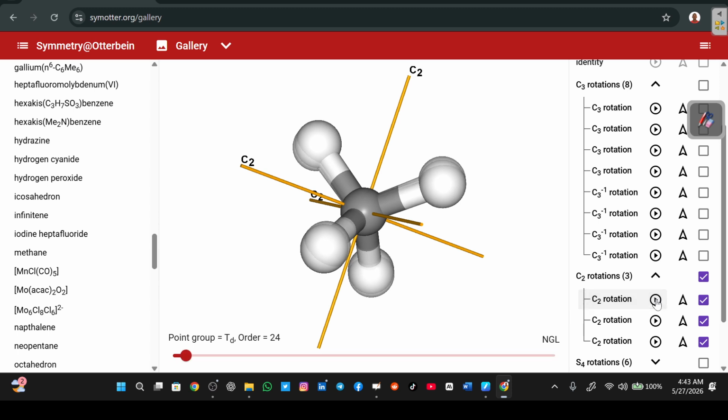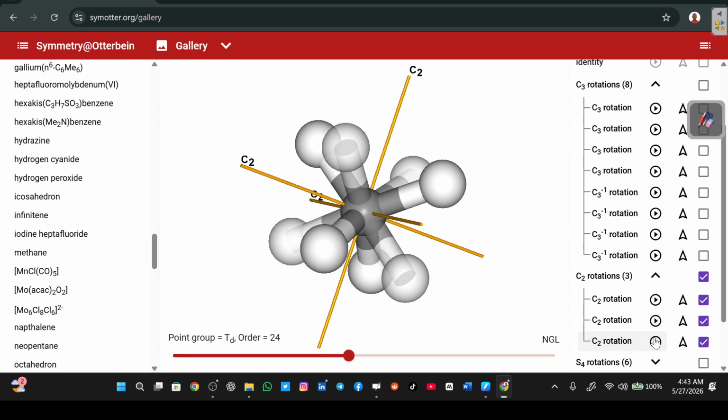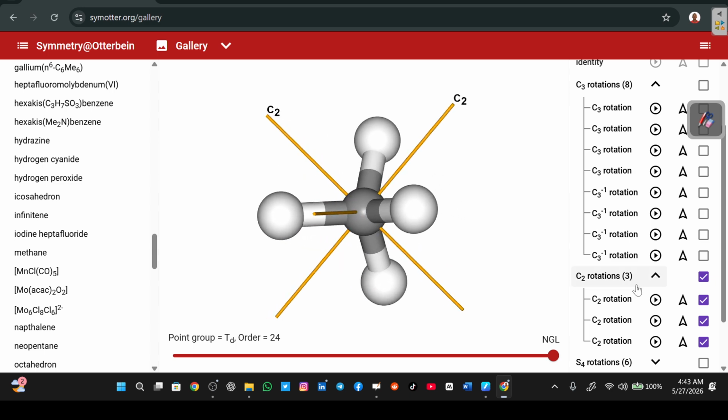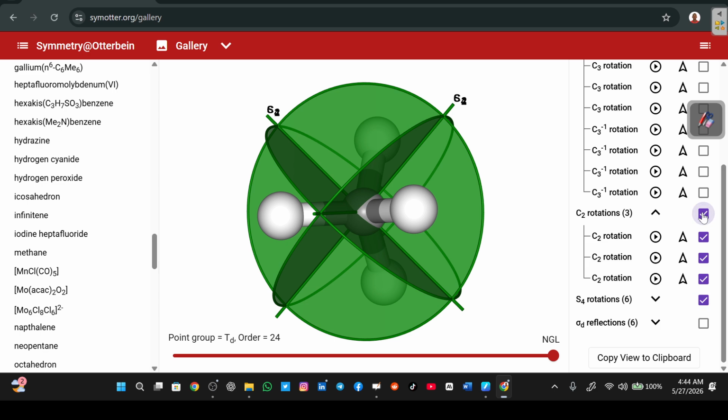So if you stood, that's how the C2 is. Okay, the other C2 is that. The last C2 is that. Okay, so it has an S4. So we can visualize the S4 there. So that's the S4.